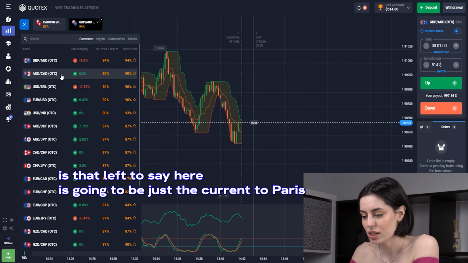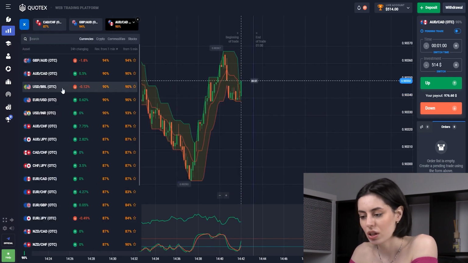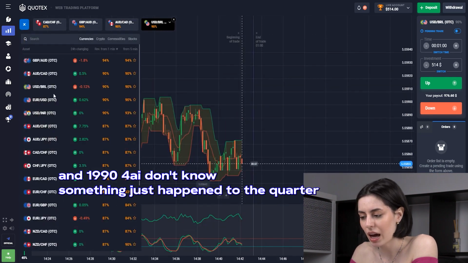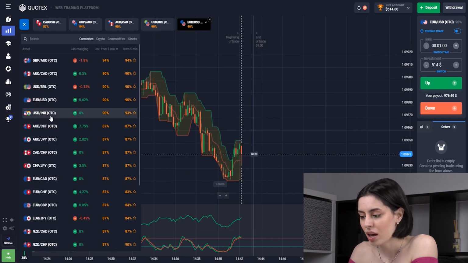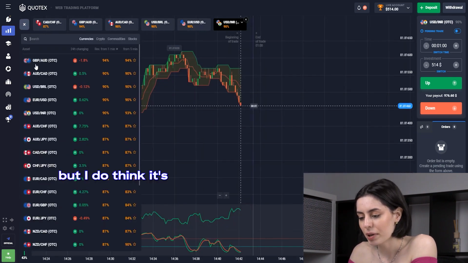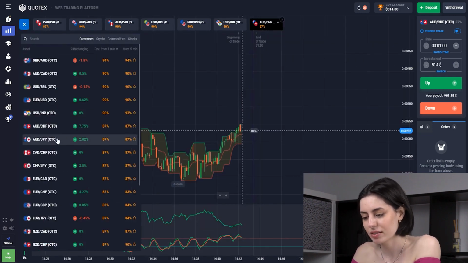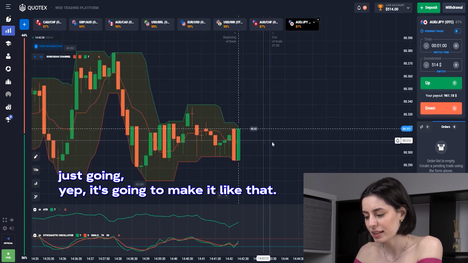Here's gonna be just the currency pairs with the biggest payouts. 94%. I don't know, something just happened to the Quotex platform and we just can't catch that. But I do think it's some positive changes, of course. Just gonna make it like that.